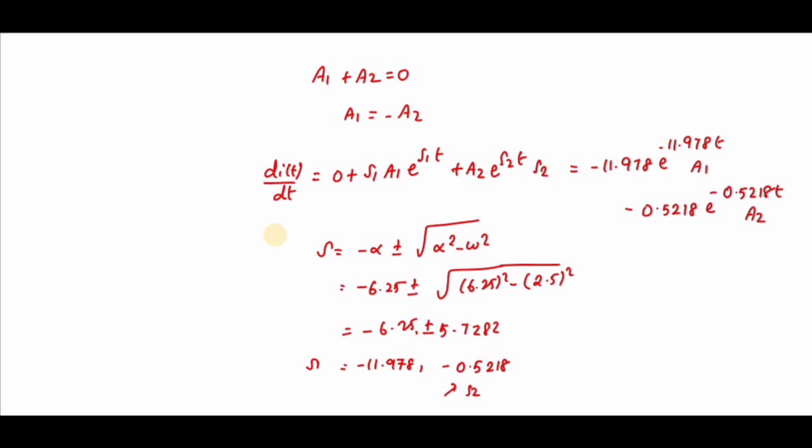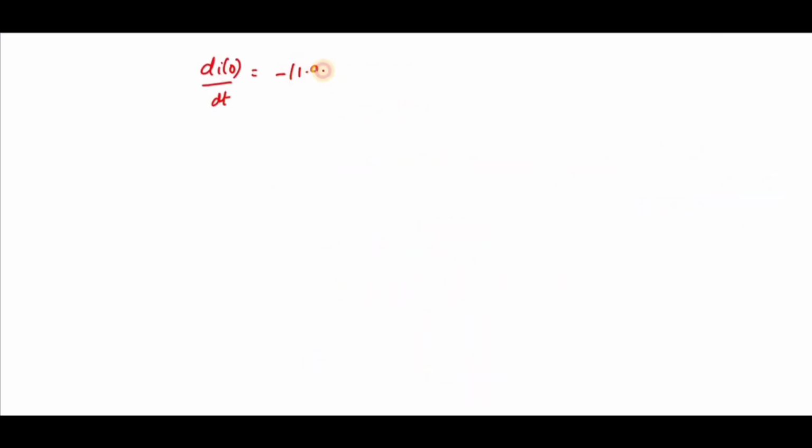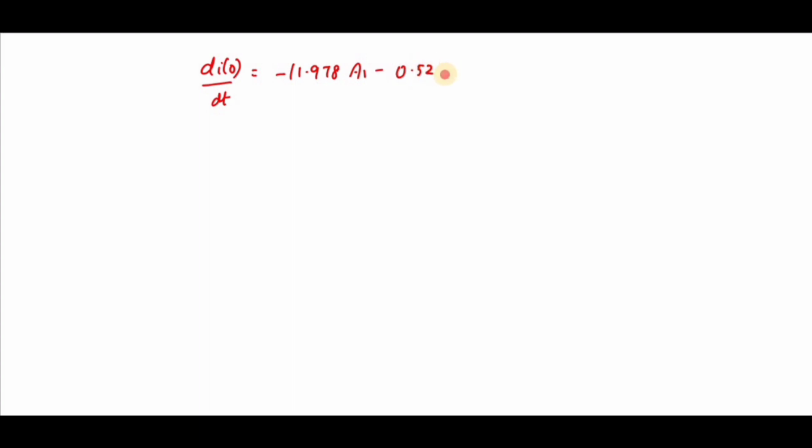So you can replace A1 as minus A2 here. But before that, you need to find the value of di of 0 by dt, right? So to find di of 0 by dt, that has to be minus 11.978, e power value goes to 0, that is A1, minus 0.52188.